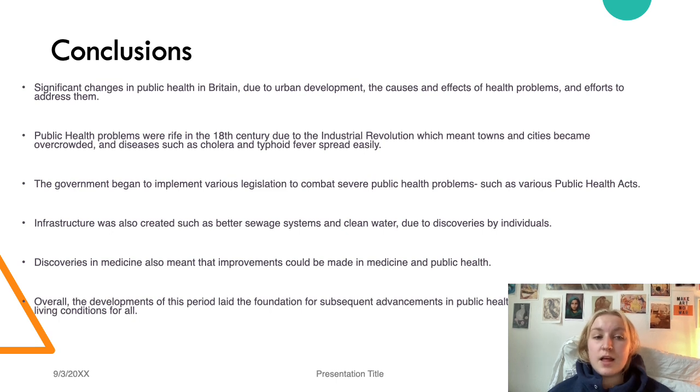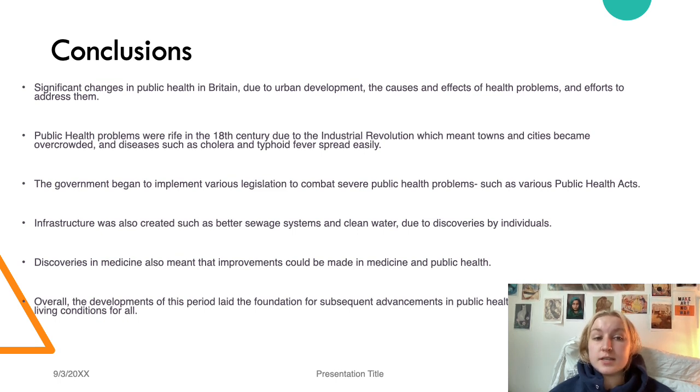In conclusion, the 18th century and 19th century had significant changes in public health in Britain due to urban development, the causes and effects of health problems, and the efforts to address them. Public health problems were rife in the 18th century due to rapid urbanization because of the Industrial Revolution, and the move to cities and towns meant that cities became overcrowded, where diseases such as cholera and typhoid fever spread easily. Due to this, the government began to implement various legislation in an attempt to combat severe public health problems, such as various public health acts.